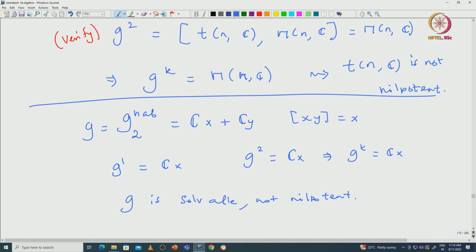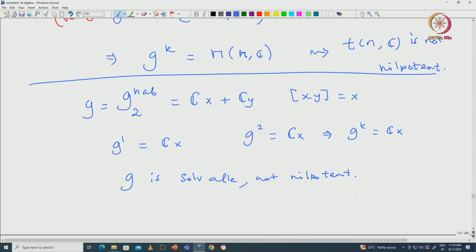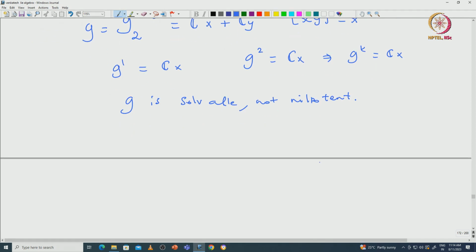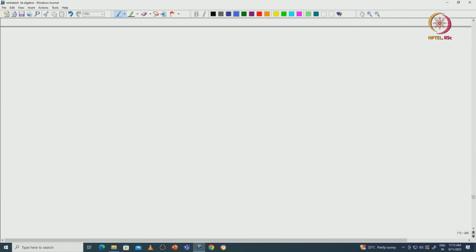So, that means the class of solvable Lie algebras is a strictly bigger class than the class of nilpotent Lie algebras. And we will see later that there is a very close relationship between the class of solvable Lie algebras and the class of nilpotent Lie algebras. That is something we will actually prove. So, here are some important properties of nilpotent Lie algebras. You start with a Lie algebra.